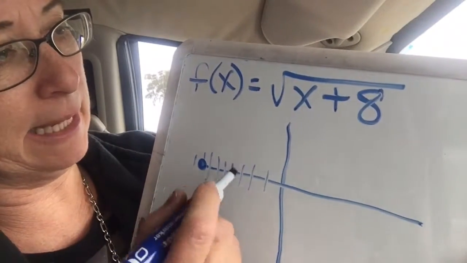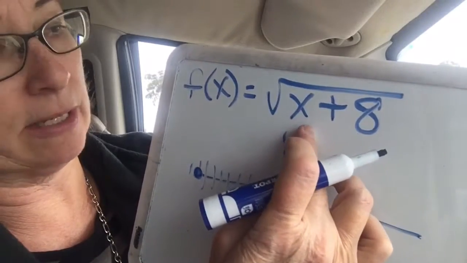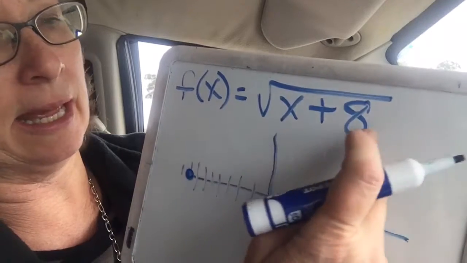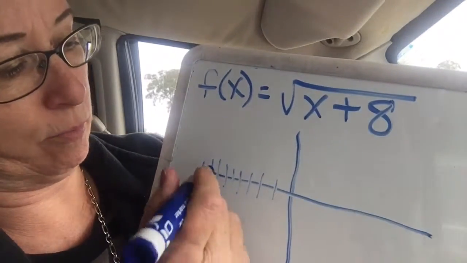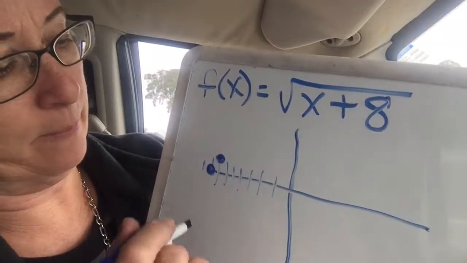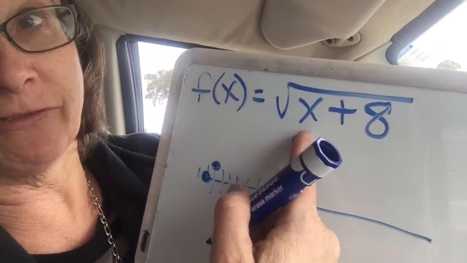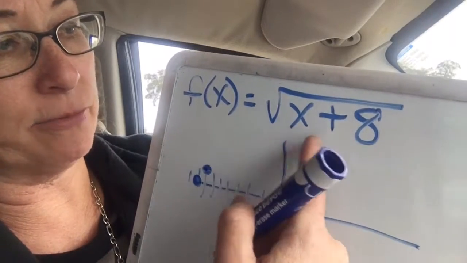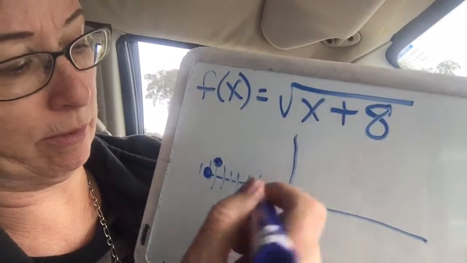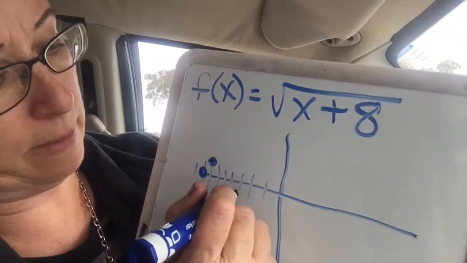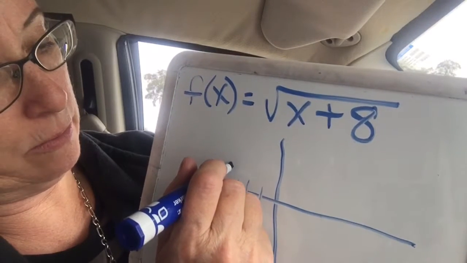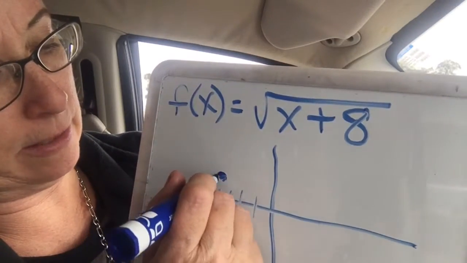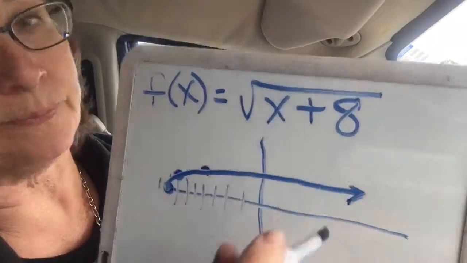So let's plug in a negative 7. If we plug in a negative 7 plus an 8, we're going to get a 1 under here, and the square root of 1 is 1. So that's going to be there. And then if I plug in a negative 4, then this whole thing becomes a 4. The square root of 4 is 2. So 1, 2, 3, 4, and up 2. So those are easy points to graph, right? So this is going to go off in that direction.